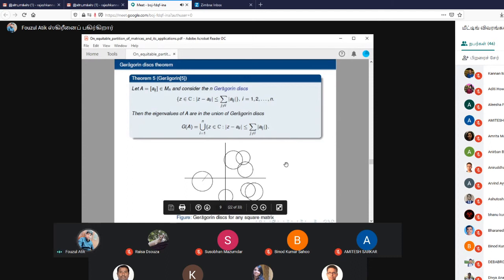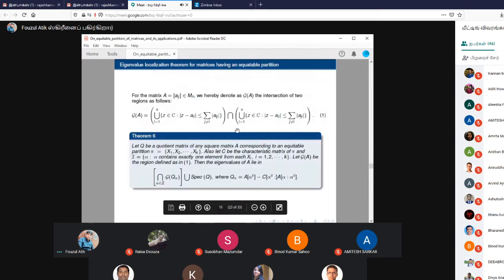And finally, what is the conclusion? If you take the intersection of these two regions, that means the union of the Gershgorin disks by taking the rows, and also the union of the Gershgorin disks by considering columns, the eigenvalues will lie in both regions. So in the intersection also they will lie. So we just take that concept. This capital GA is the intersection of two regions. One is the union of the corresponding disks by considering rows, and the other is the union of the corresponding disks by considering the columns.